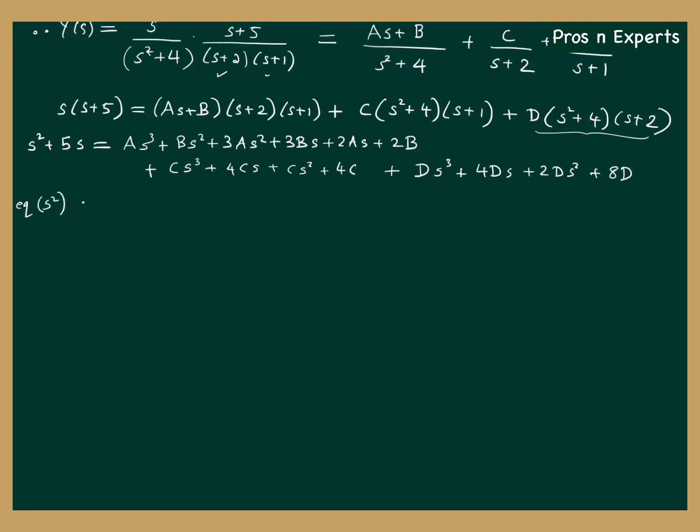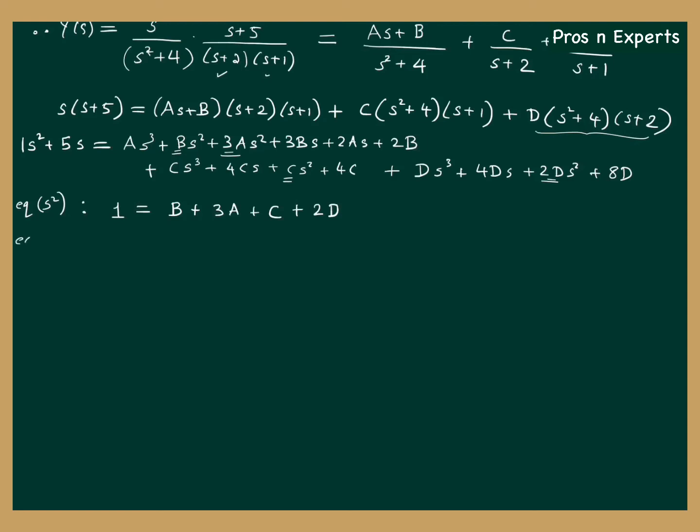Equate the coefficient of s square on both sides of the equation. In LHS you can see the coefficient of s square is 1. So 1 is equal to, and in RHS you can see b plus 3a plus c plus 2d. These are the coefficients of s square in RHS.